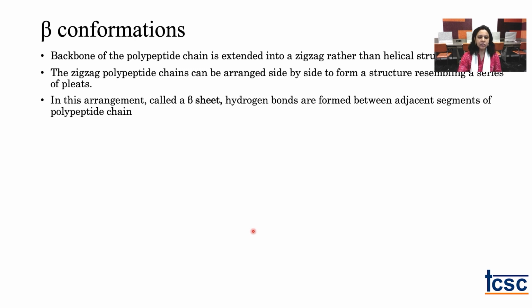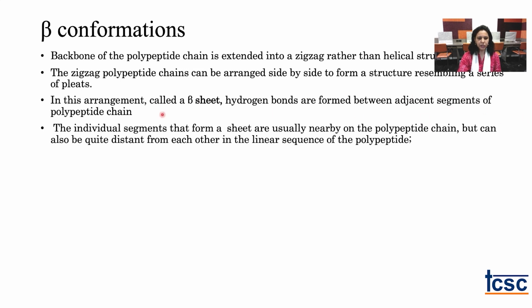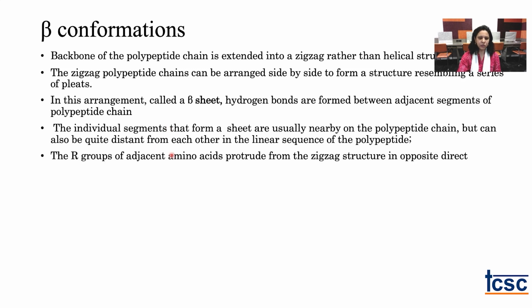And again, the beta sheet structure, like the alpha helix, is stabilized by hydrogen bonds. These hydrogen bonds are formed between adjacent segments of a polypeptide chain. The individual segments that form a sheet are usually nearby, but they can also be quite distant from each other. And we can have both a parallel orientation or an anti-parallel orientation for the polypeptides.